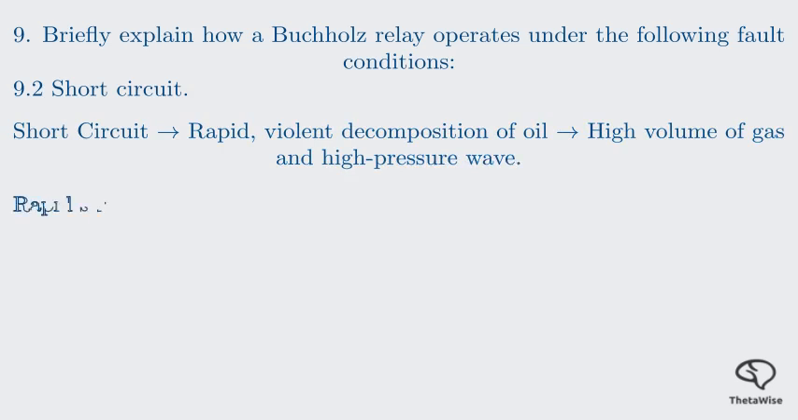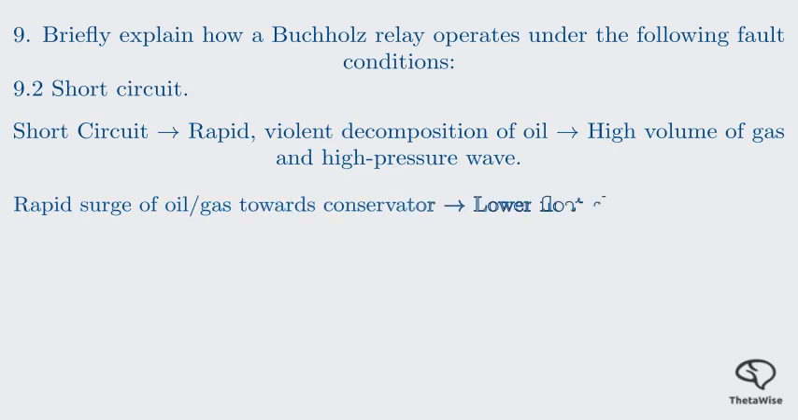This sudden, forceful rush of oil and gas from the transformer tank up towards the conservator, where the Buchholz relay is, activates the lower float of the relay. This lower float is designed to react to this rapid surge. The lower float closes a second set of contacts, which are connected to the main circuit breaker of the transformer. This immediately trips the breaker, disconnecting the transformer from the supply and preventing catastrophic damage or a fire. This is a crucial safety mechanism.